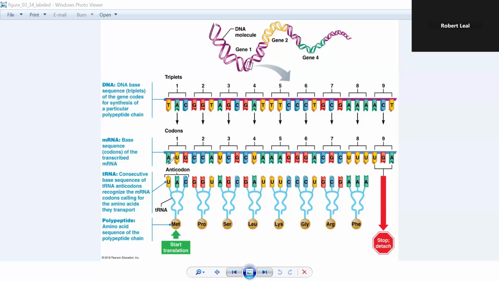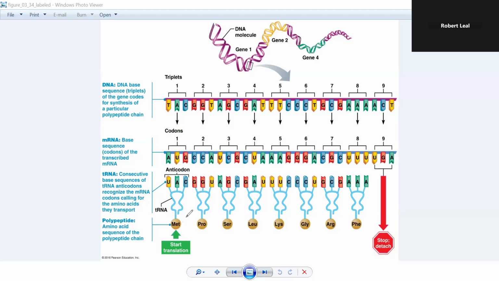Every 3 nitrogen bases make up instructions to bring in 1 amino acid. So the first 3 nitrogen bases here, you're bringing in this amino acid, I think it's methionine. The next 3 nitrogen bases are instructions for a different amino acid, and so forth. Every 3 nitrogen bases in the message are referred to as codons. Those are instructions to bring in an amino acid. What's bringing in the amino acid is transfer RNA.